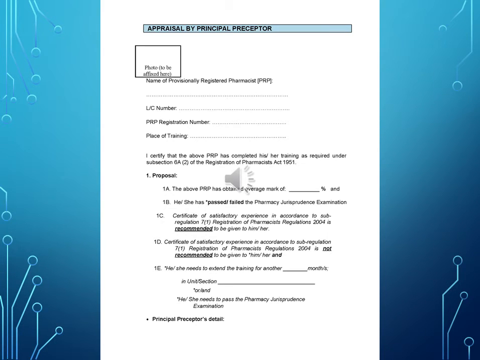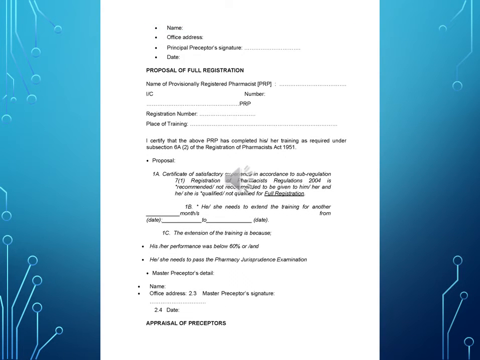*He/she needs to extend the training for another month per second, in unit/section. *And/or *he/she needs to pass the pharmacy jurisprudence examination. Principal preceptor's details. Name. Office address. Principal preceptor's signature. Date.